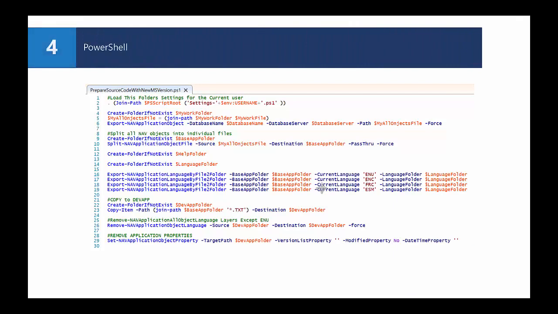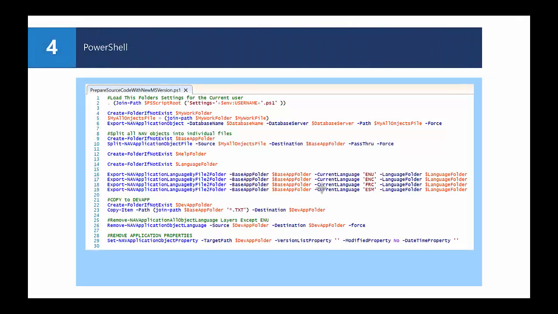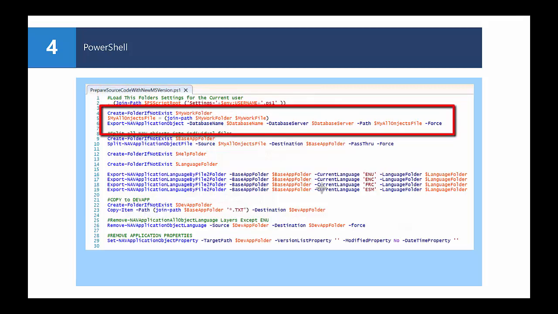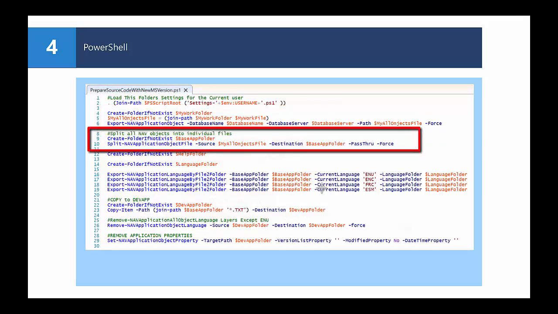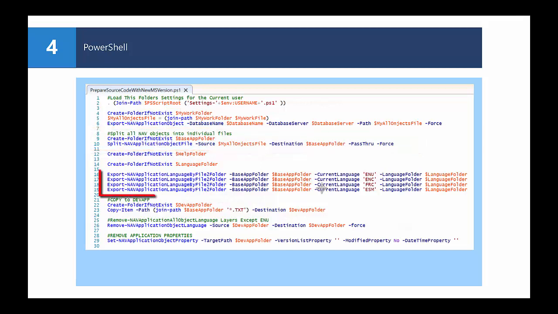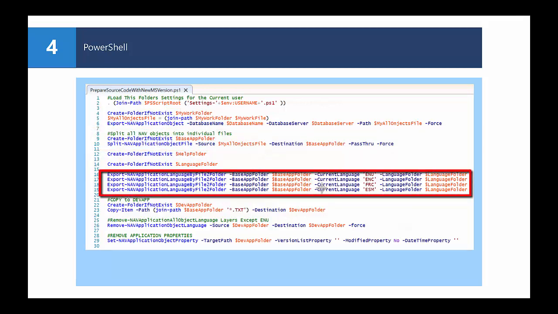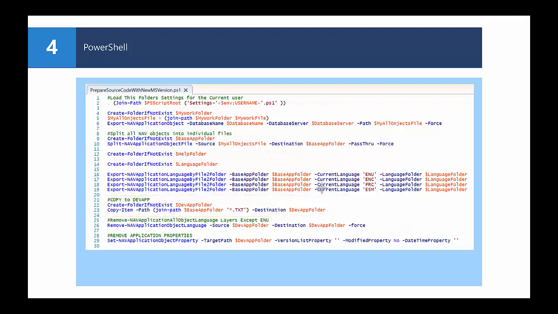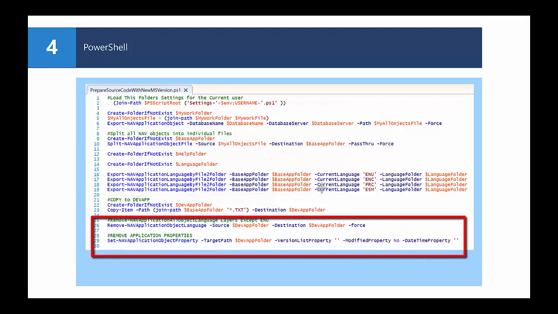Now let's take a quick look at the PowerShell scripts making this all happen. The central script we executed is split into sections as described earlier. First, we load the settings file. Then it connects to the database and exports all objects to txt. The objects are then split and placed in the base app folder. The language layers are exported for each object and placed in the language folder. A copy is made of the base app files and placed in the devapp folder. At the end, all language layers and object application properties are removed from the objects in the devapp folder.